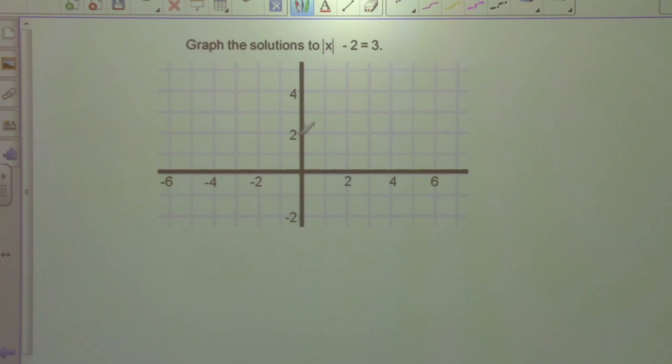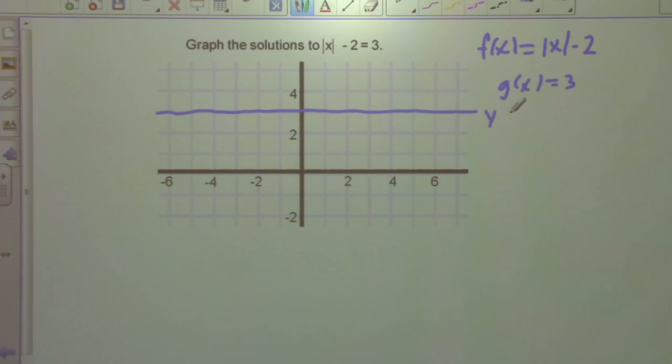Okay, and then we have graph the solutions to absolute value of x minus 2 equals 3. How would you do this one? You would add the 2 to the 3? No. What we do, we set this up. F of x equals absolute value of x minus 2, and g of x equals 3. And we would graph these two. So here's our g of x equals 3, right? That's going to be y equals 3.